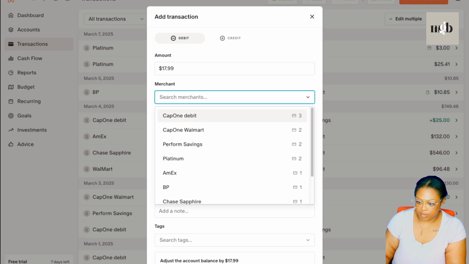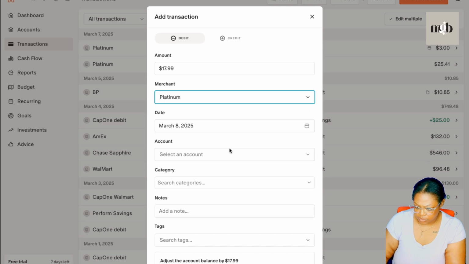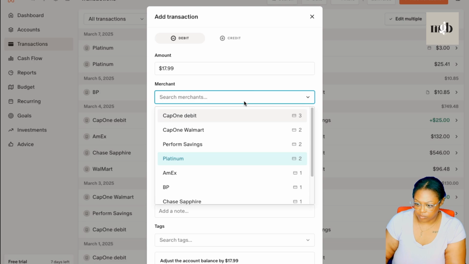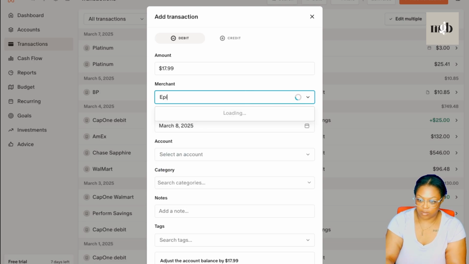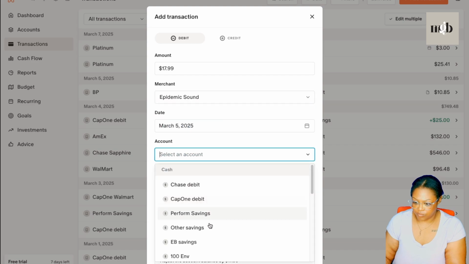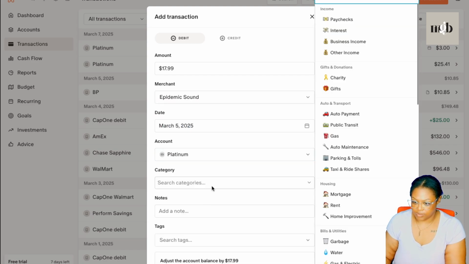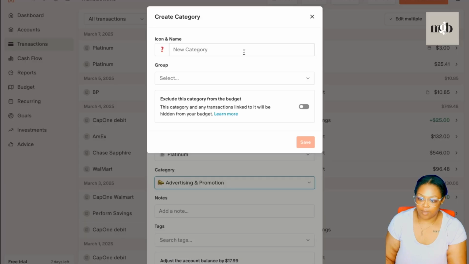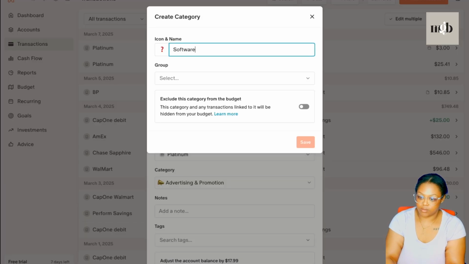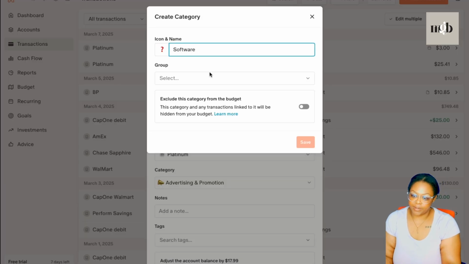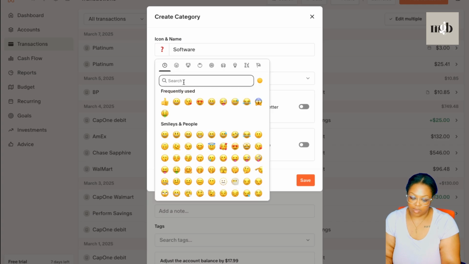This card, though, I don't use it for much of anything, so I know there's only like 4 transactions a month on here. Oh, sorry. It's my Epidemic Sound from my plat. It's going to be add a new category, software. Right, because I'm putting it under business.